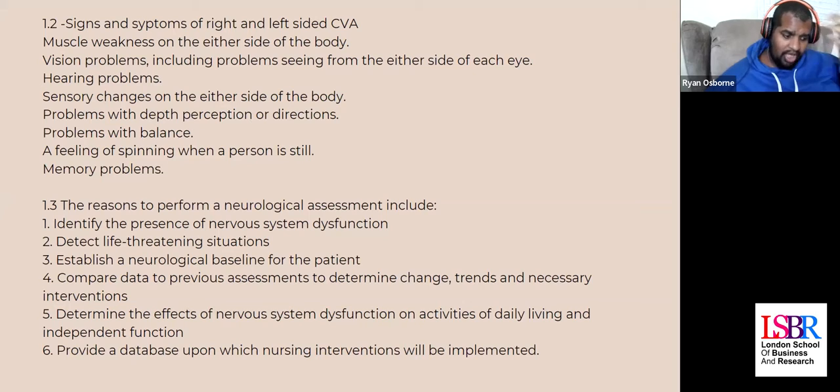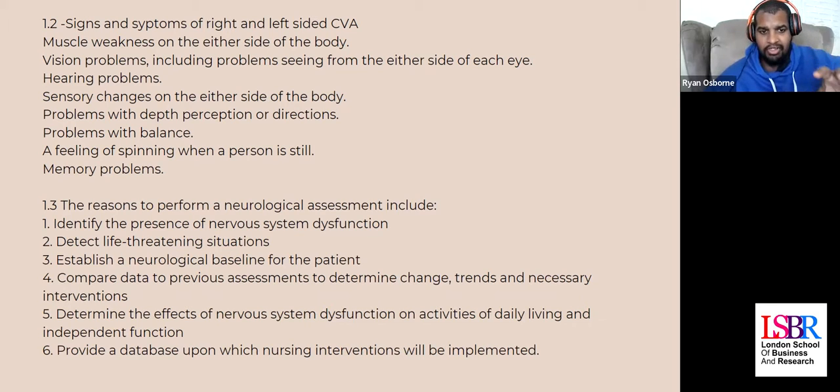So we're now going to move on to the next section, the reasons to perform a neurological assessment. There are so many reasons why you have to perform an assessment. You may want to perform an assessment so you can identify if there's a dysfunction within the nervous system itself. You may also want to detect life-threatening situations.